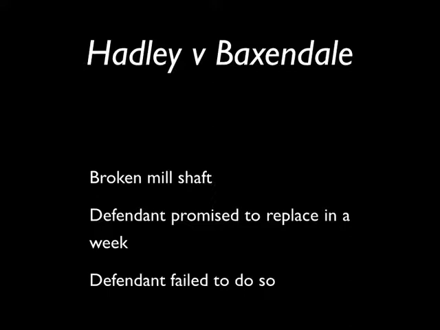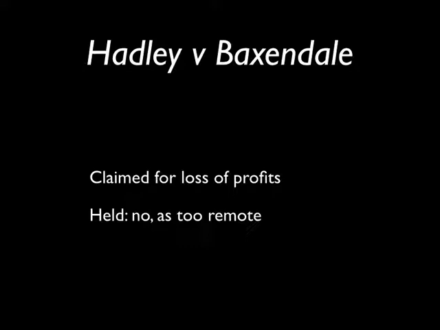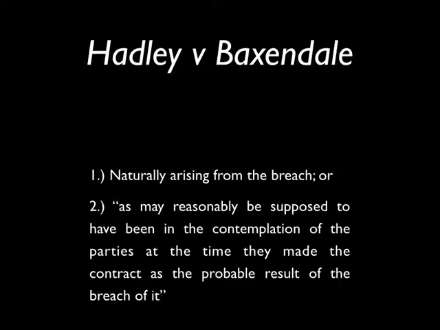The claimants, who were not able to operate their mill for that period, claimed for loss of profits, that the delivery company should be responsible for the money which the mill would have made if the defendants had delivered the mill shaft on time. And the court held that no, loss of profits were not recoverable, and the damages could only be recoverable where they were either A, naturally arising from the breach, and also as may reasonably be supposed to have been in the contemplation of the parties at the time the contract was made as the probable result of the breach of it. As the loss of profits were not naturally arising from the breach, as the claimants could, and probably should, have had a spare mill shaft, nor were they in the contemplation of the parties at the time of the contract, the claim failed.